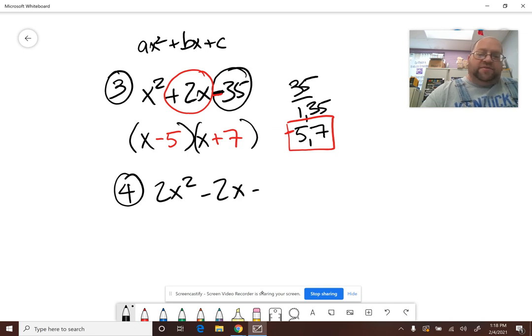2x squared minus 2x minus 24, okay? And right off the bat, you're thinking, wait a minute, Mr. Hamilton, I thought that we were doing problems that had a 1 in this A spot right here, and this is definitely not a 1, okay?